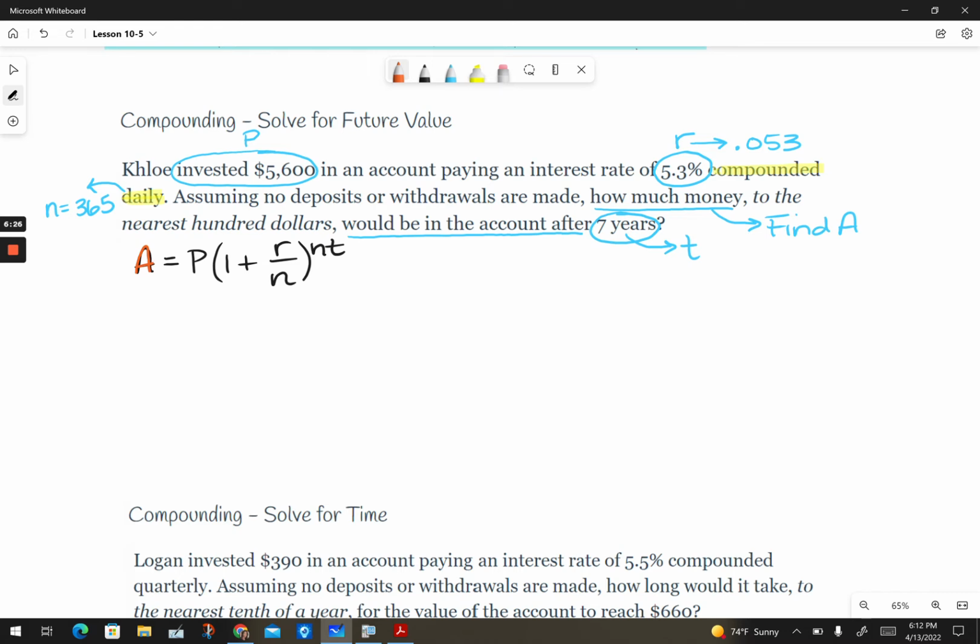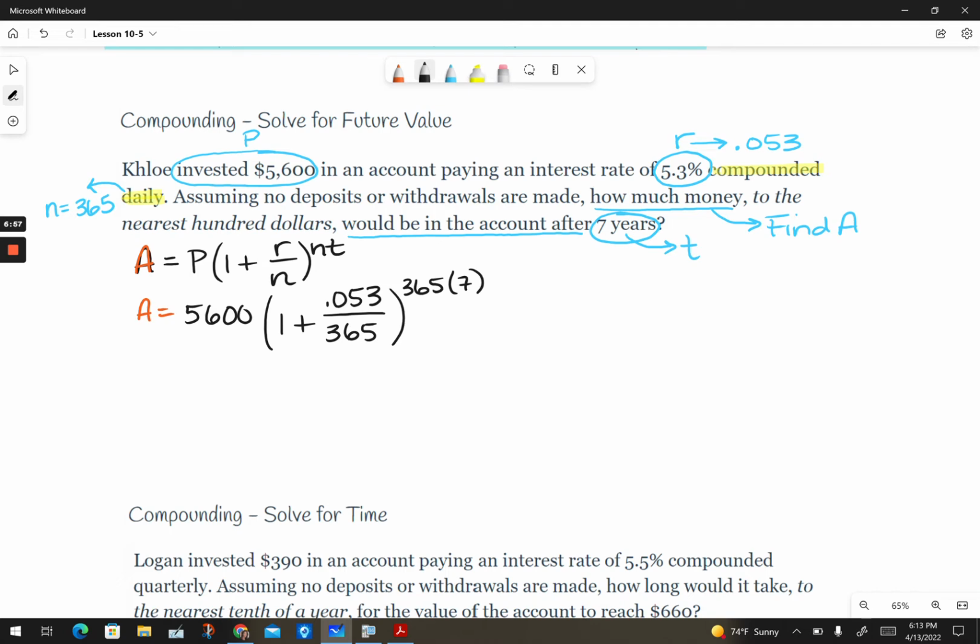So A equals, my p-value was 5,600 times 1 plus 0.053 over 365, to the power of 365 times my 7 for years. Okay, so what are we going to do next?